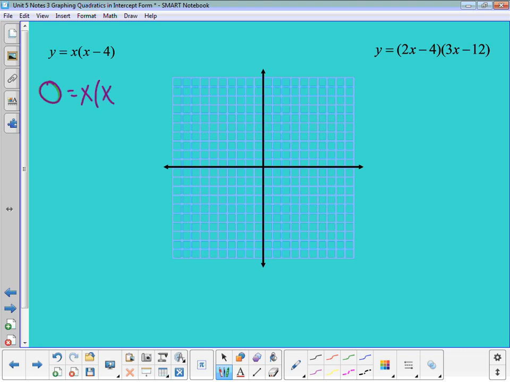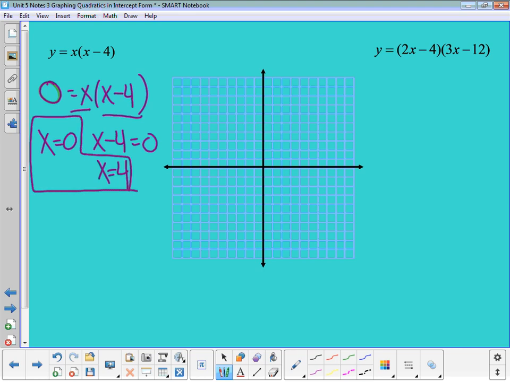And we have x times x minus 4. So I'm still going to take each of those factors and set them equal to 0 and solve for x. So my x-intercepts are x is equal to 0 and x is equal to 4. So I know these are my x-intercepts. Those are going to come in handy for me later.